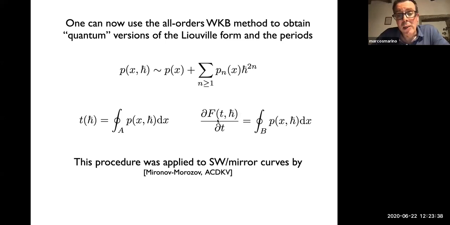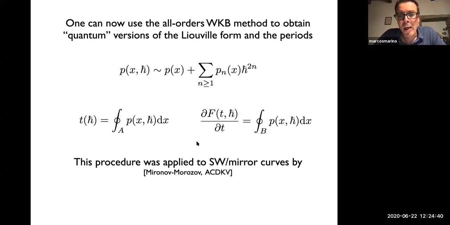And then there was this prepotential, which you can now promote to a function of T and h bar, by integrating instead of p this quantum version of the momentum. And this procedure was applied to local mirror curves and also to Seiberg-Witten curves. In the case of Seiberg-Witten, this was done by Mironov and Morozov. In the case of local mirror curves, which is the problem that we are interested in here, it was also done in a paper with Aganagic, Cheng, Dijkgraaf and Vafa. So this was a paper in which they found this way of quantizing mirror curves, and they found that the classical periods can get promoted to quantum periods by using this procedure.